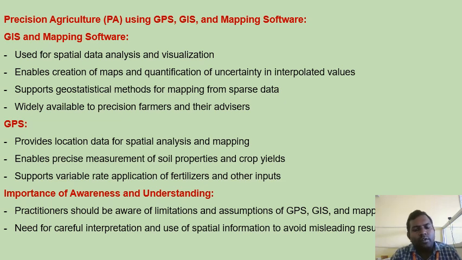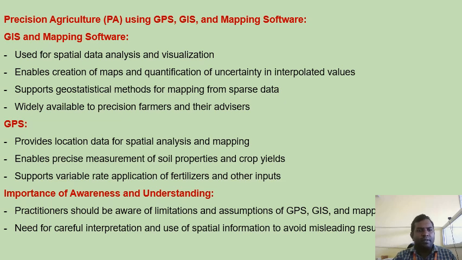Morning, students. So in today's class we are going to see about the uses of GPS, GIS, and mapping software in precision agriculture. GPS is the Global Positioning System, and GIS is a Geographic Information System, which are used for the precision agriculture process.